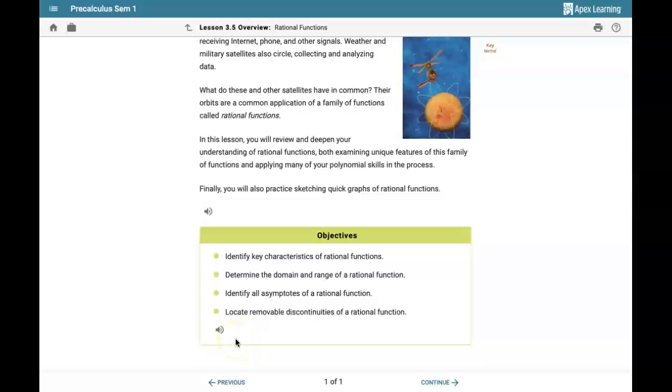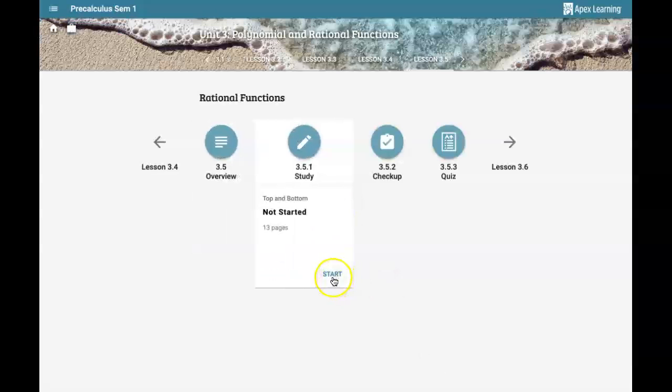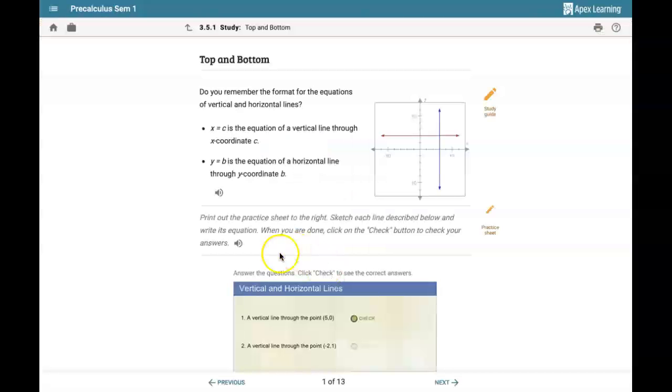What we're going to do in this unit is identify some key characteristics of that family of functions, be able to determine things like their range and domain, and then we're going to introduce ourselves to asymptotes and removable discontinuities, right? We'll talk more about that later. So getting into it, 3.5.